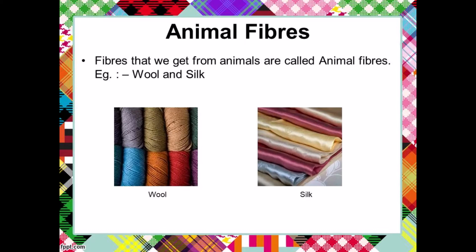You have already studied about plant fibers in previous class. But now in this chapter we'll study about animal fibers. So what are animal fibers? Fibers that we get from animals are called animal fibers. For example, wool and silk. We get wool from sheep, rabbit, camel, goat, etc. And we get silk from silkworms.